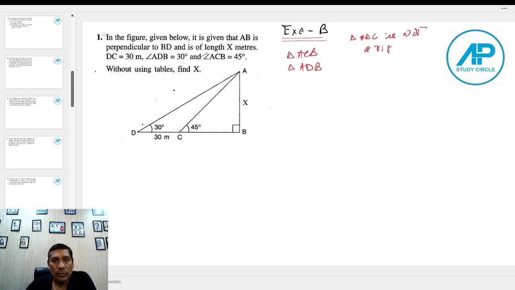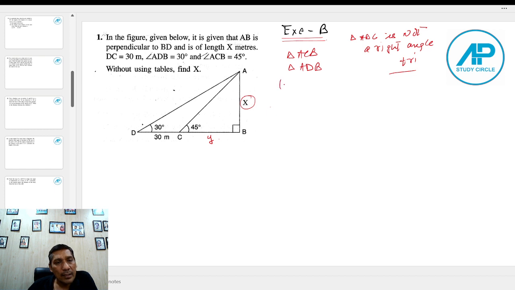So whatever you need to do, you must do with triangle ACB and triangle ADB. We have to find the value of x, but for finding this value of x we need to take something with this BC. Let us take it as y.